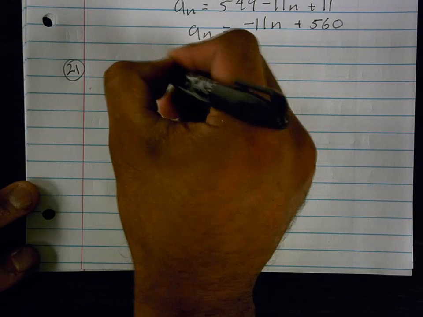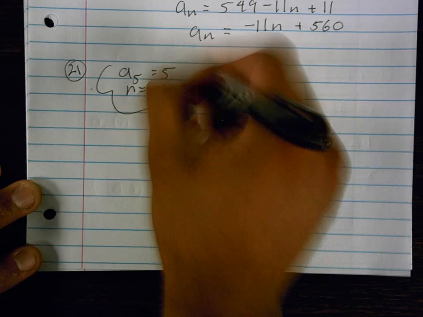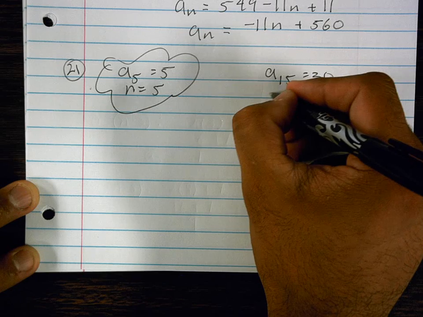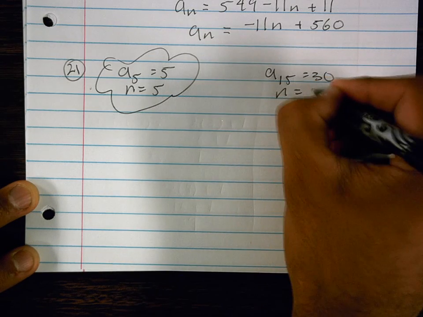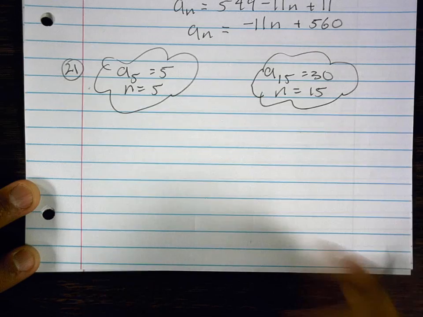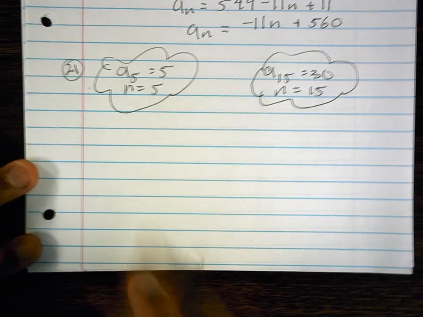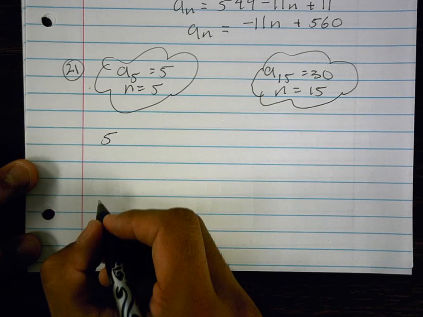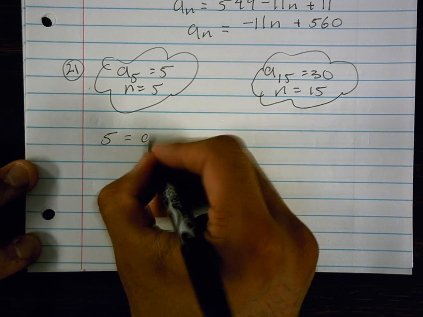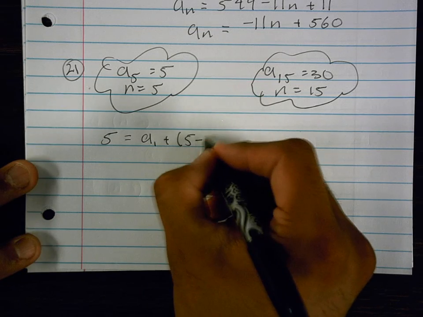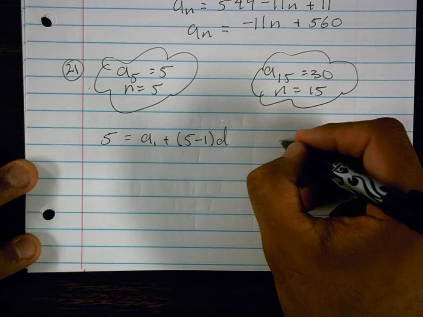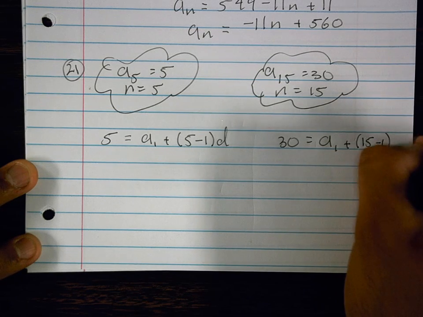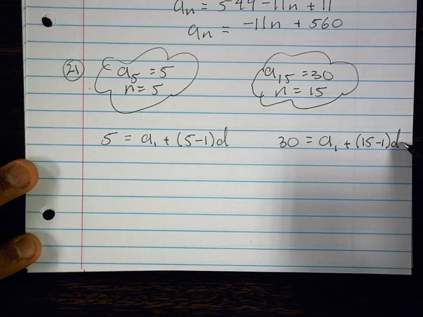I know a sub 5 equals 5, and that's true when n equals 5. I know that a sub 15 equals 30, and that's true when n equals 15. So that's what I know, right? Well, I can use this by plugging these into the arithmetic sequence: a sub n equals a sub 1 plus n minus 1 d, so 5 equals a sub 1 plus 5 minus 1 d. And over here I can say pretty much the same thing with the other information. And you see how I don't have a sub 1, I don't have d, that's in the question.